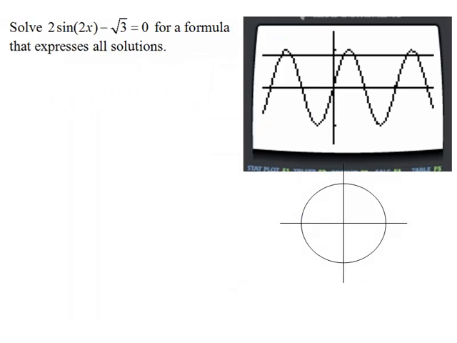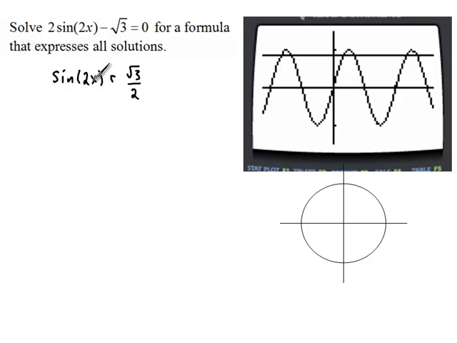So the first problem I want to look at is how you would solve 2 times the sine of 2x minus the square root of 3 is equal to 0. The first thing that you want to do, again, is to isolate the trig function. So I have the sine of 2x, and to isolate this I will add the square root of 3 and then divide by 2. So I'll get square root of 3 divided by 2.